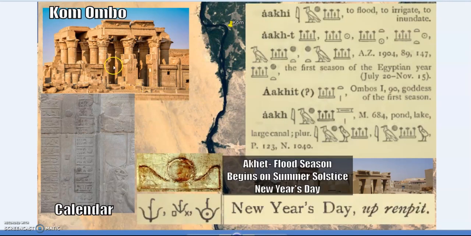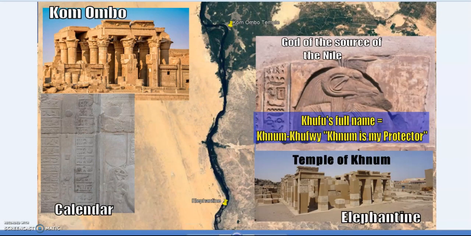Now, Kom Ombo, the goddess of the first season, Akhet, the first season of the Egyptian New Year, beginning on the summer solstice, marking the flood. All these Akhet words, which are translated in such a different way in pyramid texts online, are actually all related to water and flood in an exquisite way. And of course, the New Year's symbol, New Year's Day, is just a variation of the Akhet symbol for the beginning of the summer solstice, or the Egyptian New Year, the beginning of the flood season.